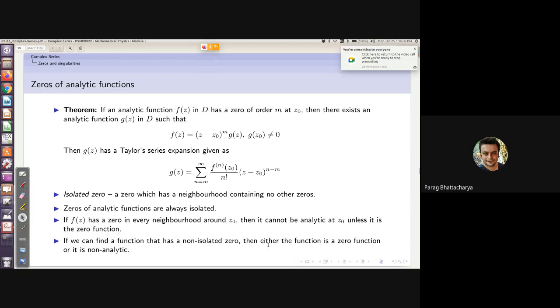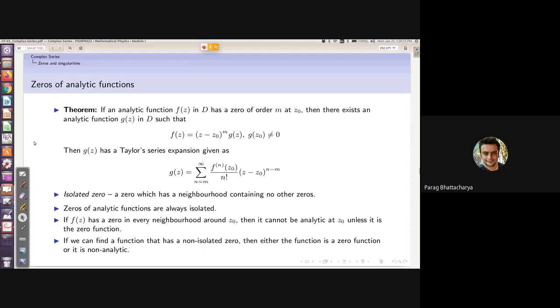So zeros of analytic functions are always isolated. You cannot find a neighborhood of a zero in which another zero is contained. So if you can find a non-isolated zero, that is, I have a function which has a zero value at some point, and nearby there is another zero, then you know that either it's a zero function or it's a non-analytic function. So this becomes a test for non-analyticity of a function. If you can show that there is another non-isolated zero, it's going to be a test of a non-analytic function. So that's about zeros of analytic functions.